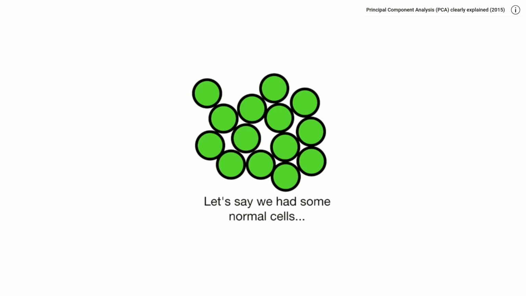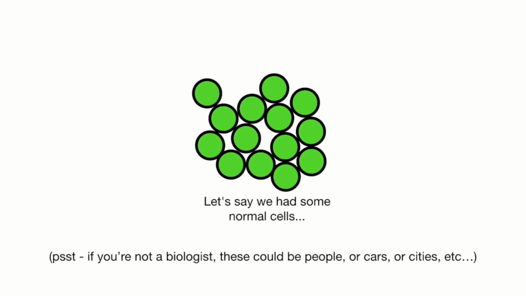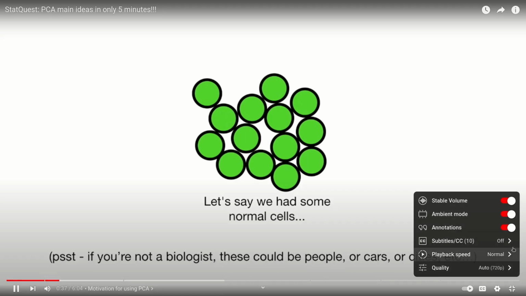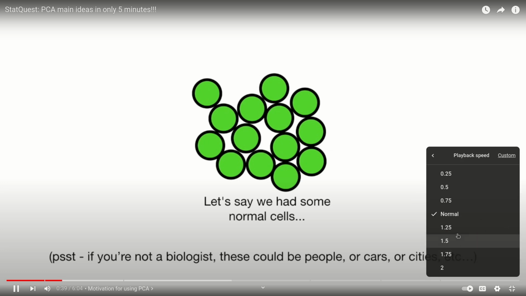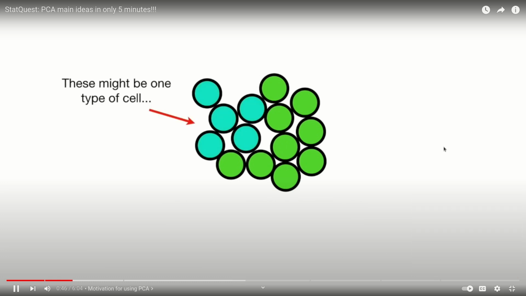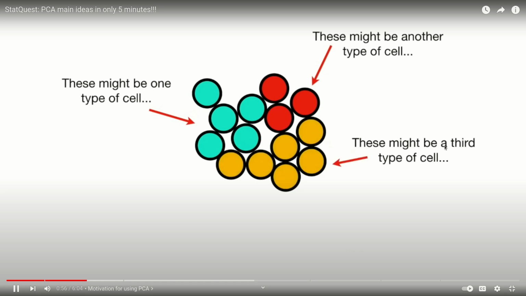Let's say we had some normal cells. If you're not a biologist, imagine that these could be people, or cars, or cities, or etc. They could be anything. Even though they look the same, we suspect that there are differences. These might be one type of cell, or one type of person, or car, or city, etc. These might be another type of cell. And lastly, these might be a third type of cell.